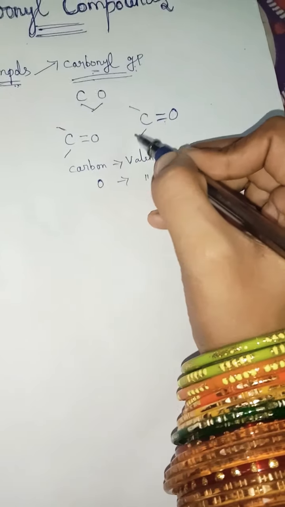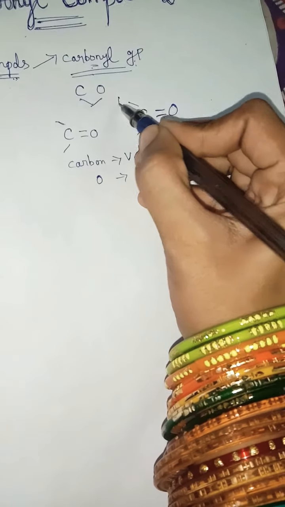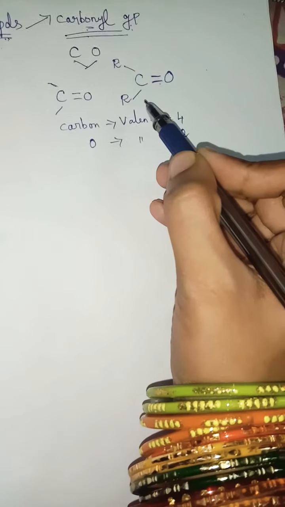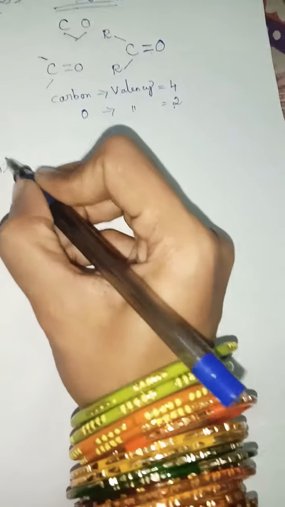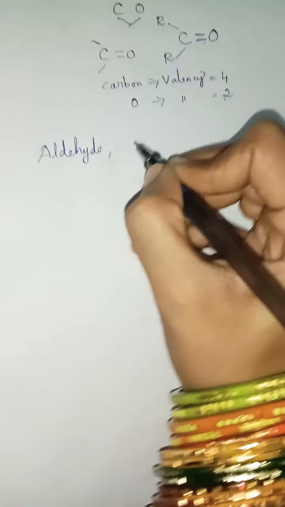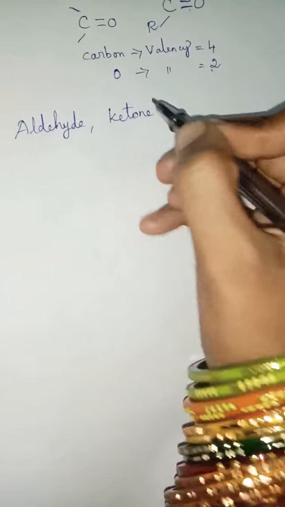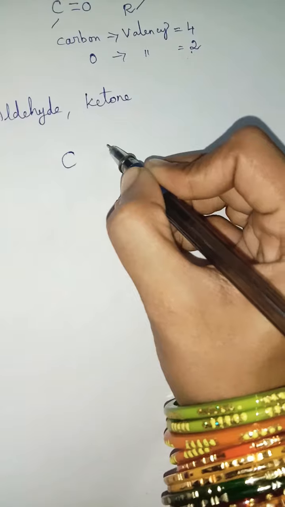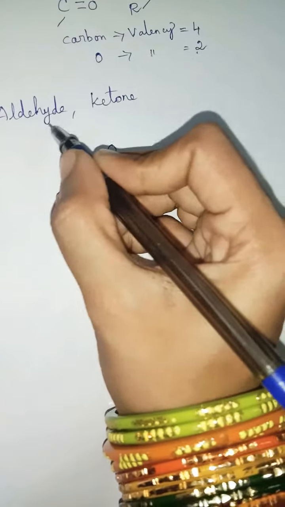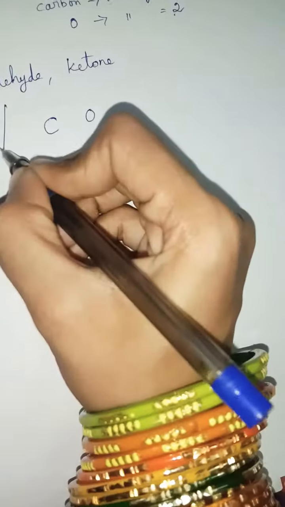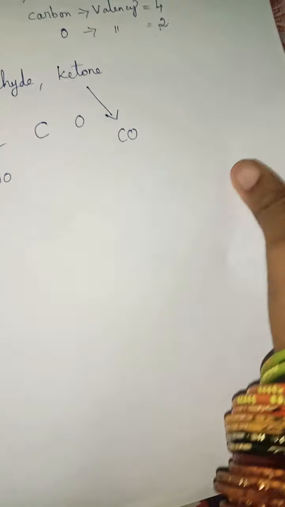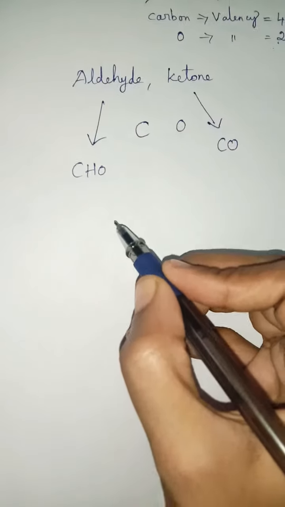Here, an alkyl group will be present. Usually carbonyl compounds contain aldehyde and ketone. Carbonyl compounds have to contain carbon and oxygen. Aldehyde means the formula is CHO. Ketone means CO. How do we have to represent this?